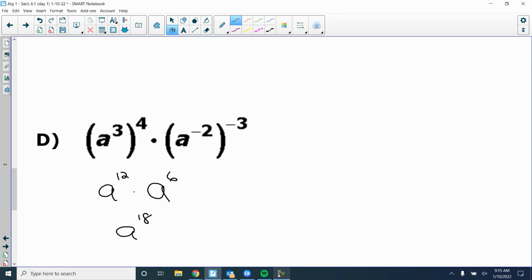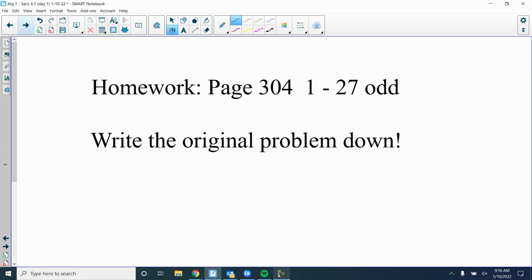I'm looking for the guided notes for you. There you go. Okay. Homework. These don't take long. All right. Page 304, 1 through 27, odd. You have to write the original problem down. It's not like equations where there's a bunch of work to do. It's just recognizing what to do. No zero exponents, no negative exponents.